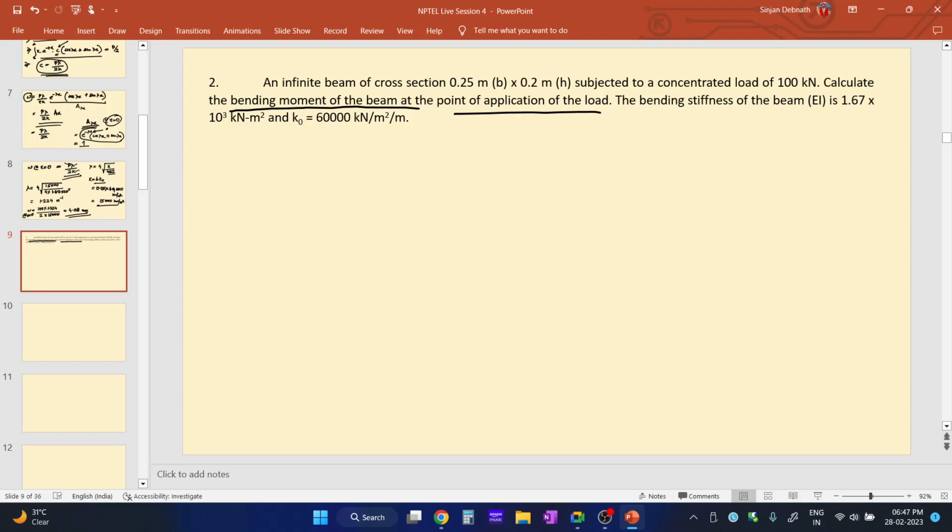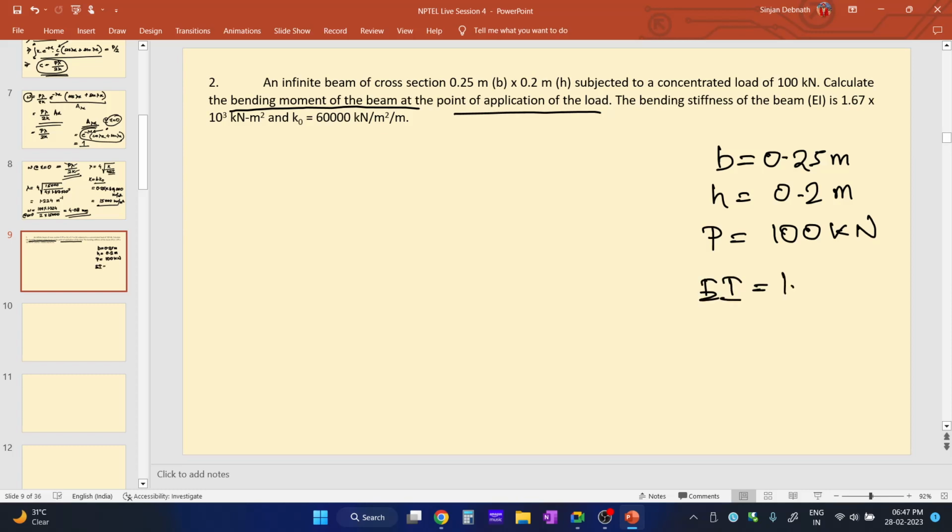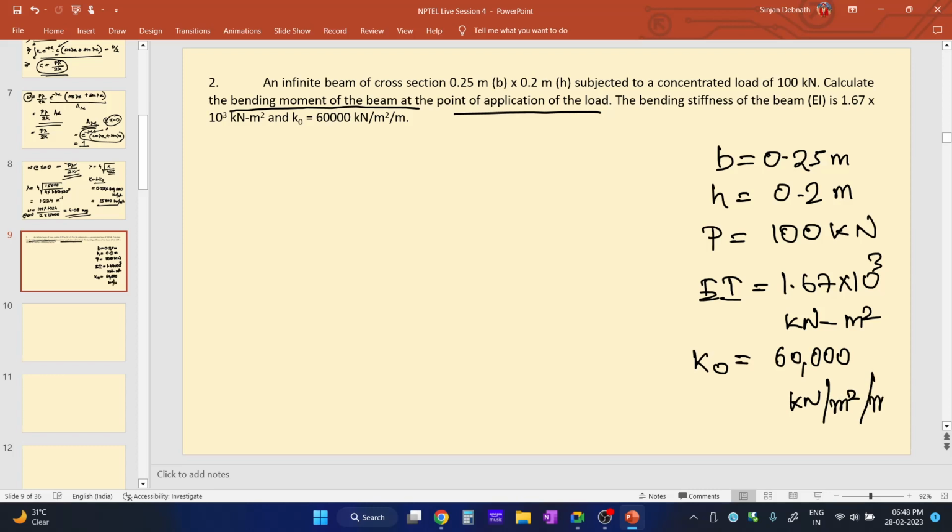The dimensions are the same as in the previous question. The breadth is 0.25 meter and the height is also the same, 0.2 meter, and the load that is acting is also the same, 100 kilonewton. Okay, so the bending stiffness EI is also the same, 1.67 into 10 to the power 3 kilonewton meter square, and K0, that is the subgrade modulus, is 60,000 kilonewton meter square per meter.